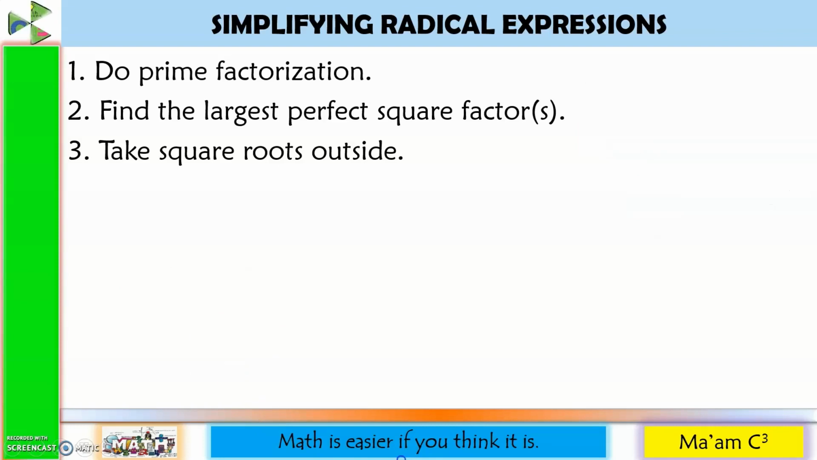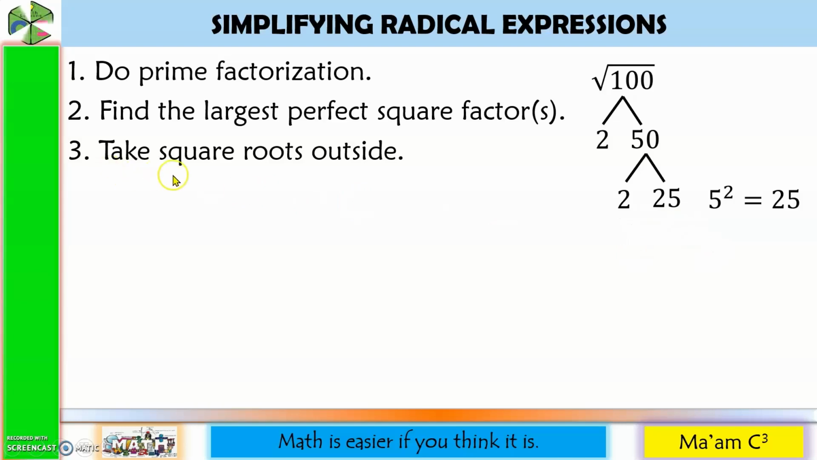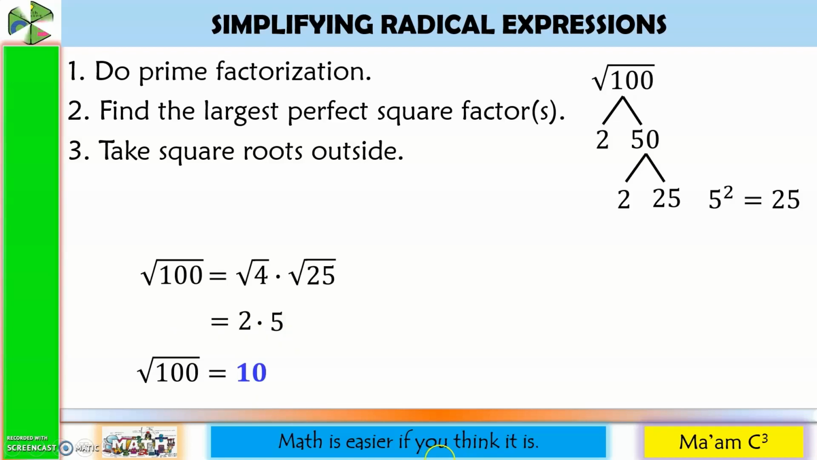Another example, this time let's have a square root of 100. 100 is 2 times 50. 50 is 2 times 25. 25 is already a perfect square. This is 5 squared. So now let's have step 3. Square root of 100. Again, we have 2 times 2, that is 4, so equals square root of 4 times the square root of 25. Square root of 4 is 2. Square root of 25 is 5. And 2 times 5 is 10.